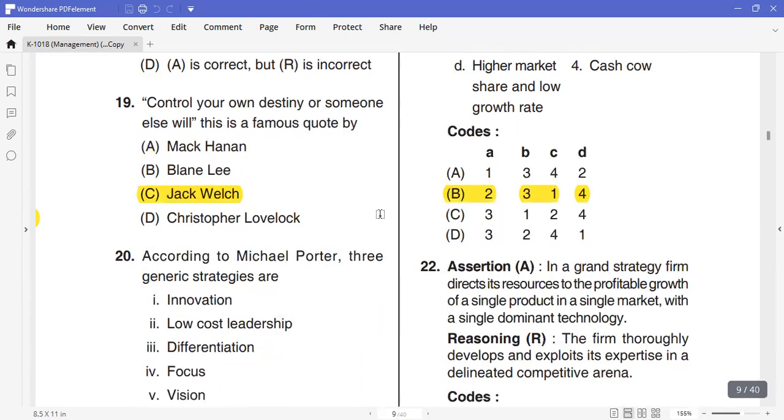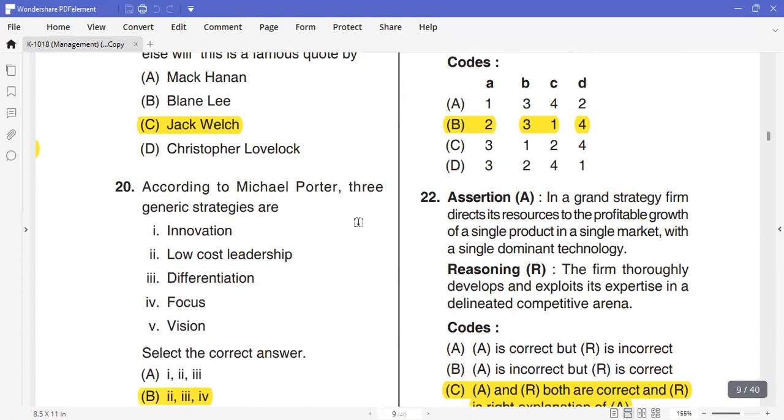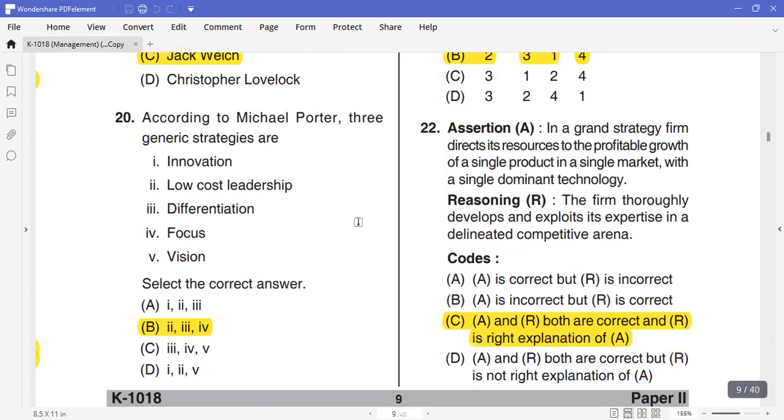Now let us go to the 19th one. Control your own destiny, or someone else will. This is the famous quote given by Jack Welch. So this is the correct answer. Question number 20: according to Michael Porter, the three generic strategies are? According to Michael Porter, it is low cost leadership, differentiation, and focus strategy. So these three are actually called the generic strategies of Michael Porter. So therefore, the correct option for the 20th question is B.